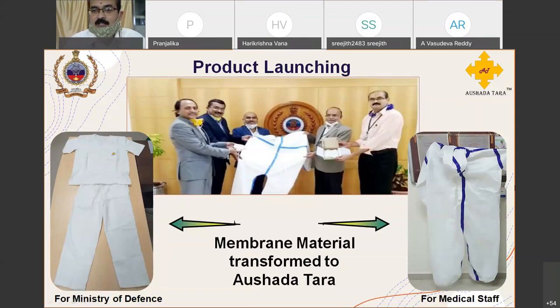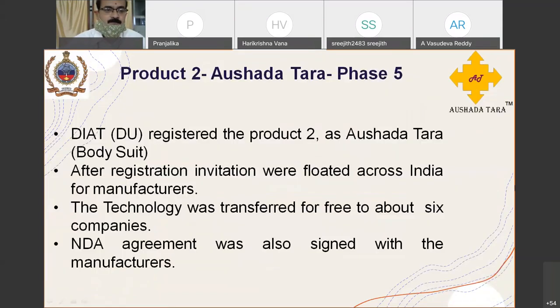Once we got that done, we had the confidence that yes, this fabric can go for a PPE suit and it can go up to 25 washing cycles, meaning there is no biohazard on this system. This can be reused. We can put it in the industrial washing cycle with mild detergent. I would not suggest hot water, but simple water, we can just wash it and reuse it. So that's the product we have.